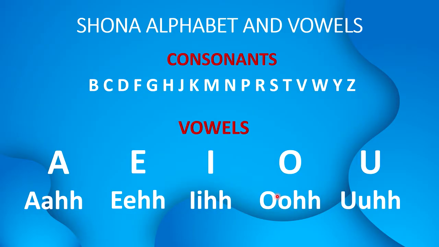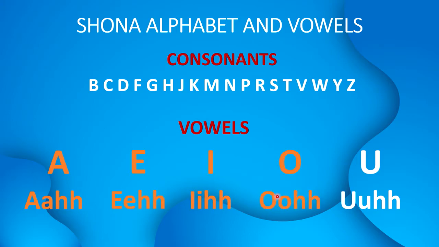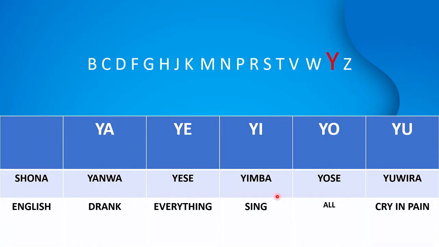As a recap, the Shona alphabet consists of consonants and vowels, and the vowels are the letters that determine how you pronounce all Shona words. This is how you pronounce the vowels: A, E, I, O, U.